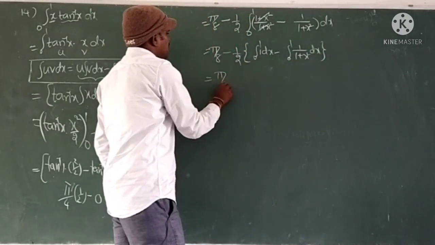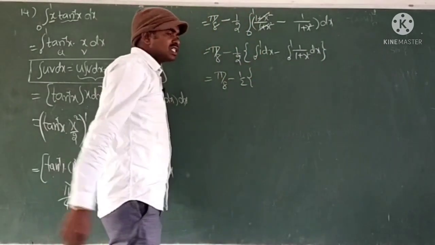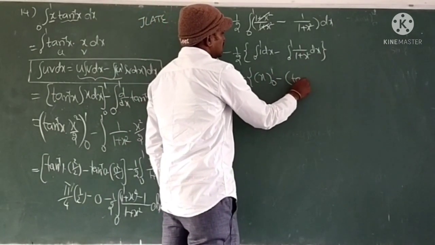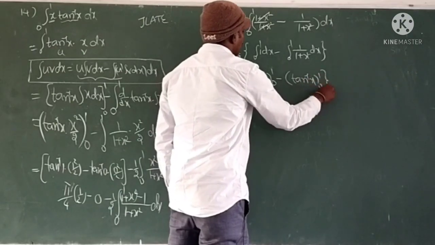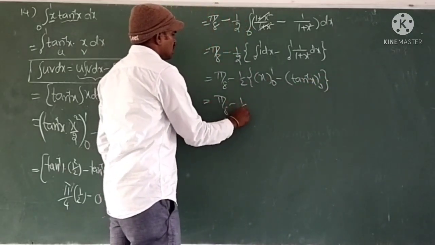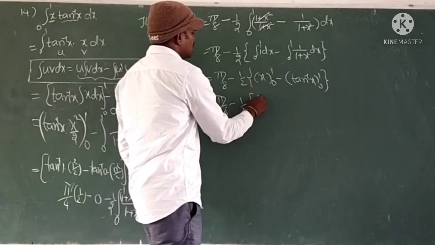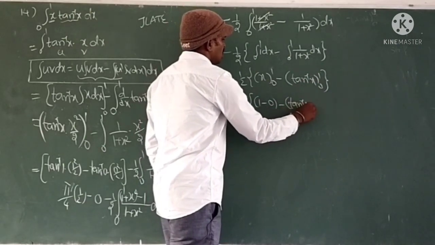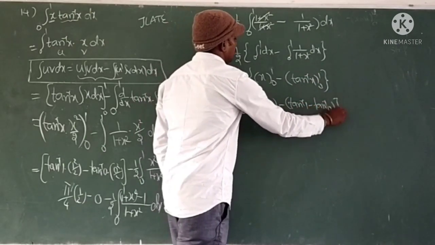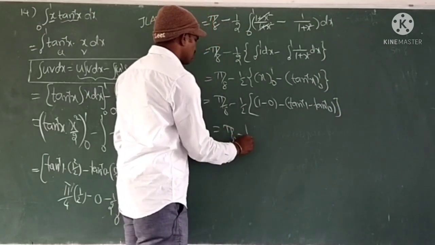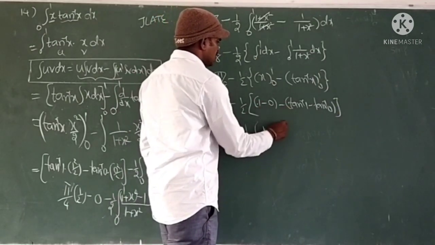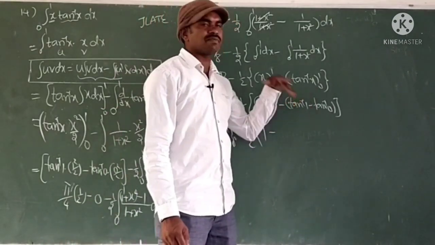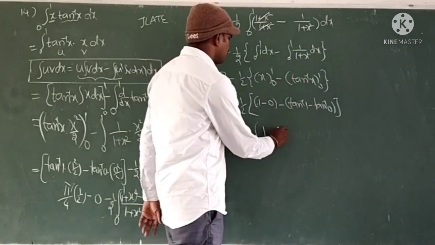So it is equal to pi by 8 minus 1 by 2 into, integration of 1 is x, the interval 0 to 1, and integration of 1 by 1 plus x square is tan inverse x, interval 0 to 1. So pi by 8 minus 1 by 2, first substitute 1 and then substitute 0. Here also first substitute 1, tan inverse 1 minus tan inverse 0. So pi by 8 minus 1 by 2 into 1 minus 0, 1, and minus tan inverse 1. So what is tan inverse 1? Tan inverse 1 means tan pi by 4, so tan inverse and tan cancel, and we just get pi by 4.